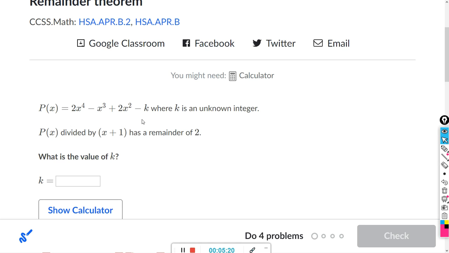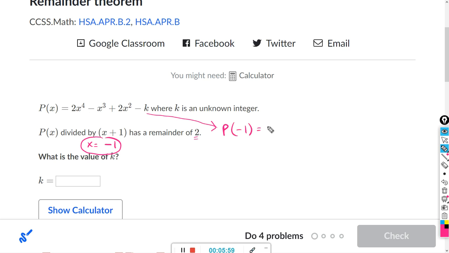We have our polynomial where k is an unknown integer. And when we divide it by x plus 1, we get a remainder of 2. Again, since we're dividing by x plus 1, we want to plug in negative 1. Always change the sign. So we're plugging in x equals negative 1, and we're going to get an answer of 2. So it's going to be p of negative 1. Wherever you see an x, plug in negative 1.